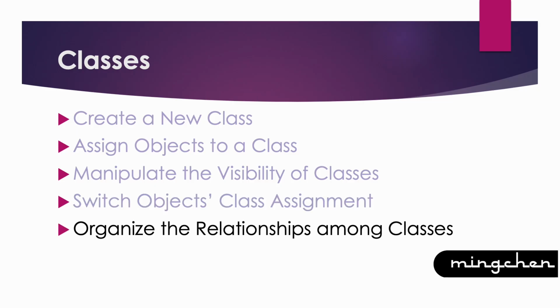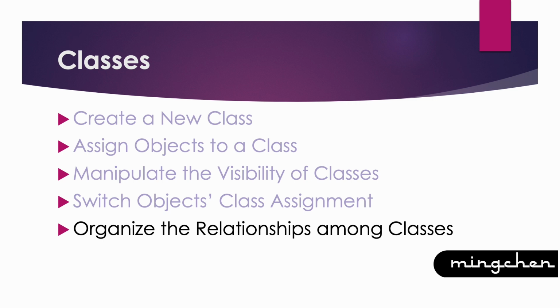Organize the relationships among classes. In the Navigation Palette, the check mark indicates which class is currently active. That said, you have options to treat other classes in relation to the active class in a variety of ways through making your selections in the Class Options drop-down menu located in the Navigation Palette.